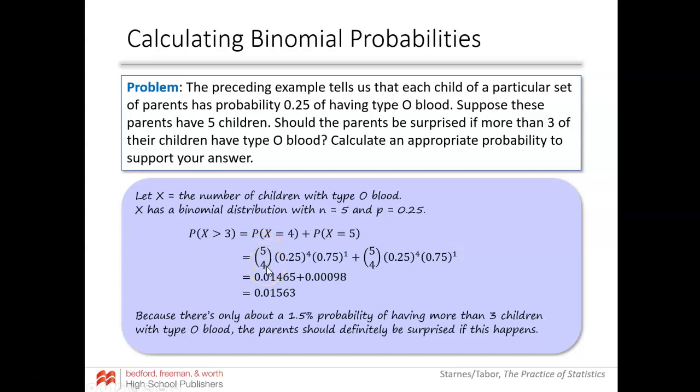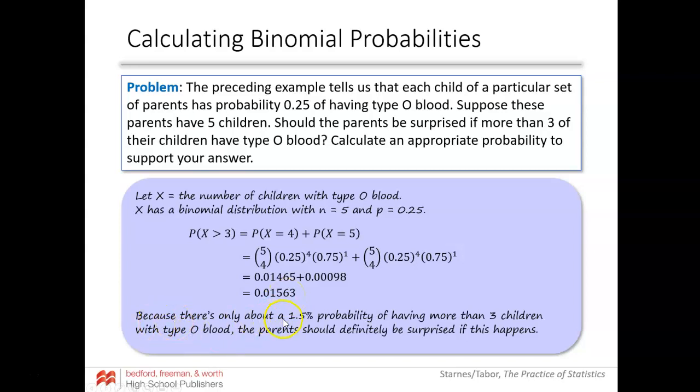Remember, that's a combination on a calculator. Success 4 times, failure 1 time. And then over here, 5 choose 5. Success 5 times, failure 0 times. This is what the decimal should come out to. I don't have a calculator on this computer, otherwise I would show you that other one fixed. And then when we add them together, we get this decimal, which is approximately 1.5%, 1.6%.